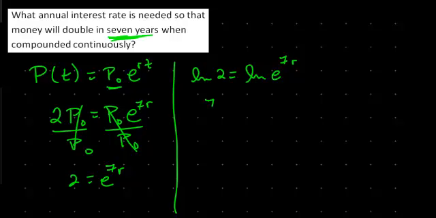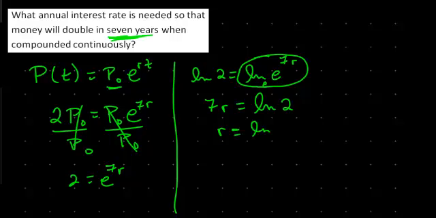That's going to give me that 7r equals the ln of 2, because the natural log of e to the 7r says, what do I raise, this is base e, so what do I raise e to, to get e to the 7r? Well, surely we raise it to 7r. So r is going to equal the ln of 2 over 7.